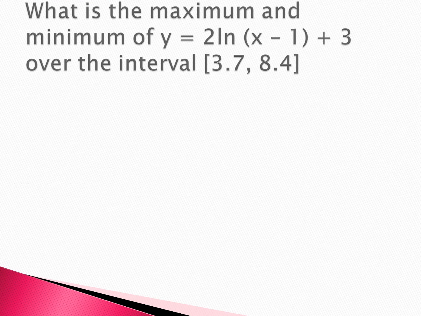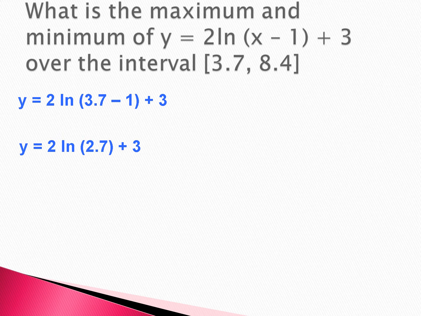Now, let's talk about finding the maximum and minimum of y equals 2 ln of (x minus 1) plus 3 over the interval 3.7 to 8.4. Remember, it's consistently increasing, so we're just going to plug in the endpoints. We'll do 3.7 first. So 2 ln of (3.7 minus 1) plus 3. Well, 3.7 minus 1 is going to be 2.7.